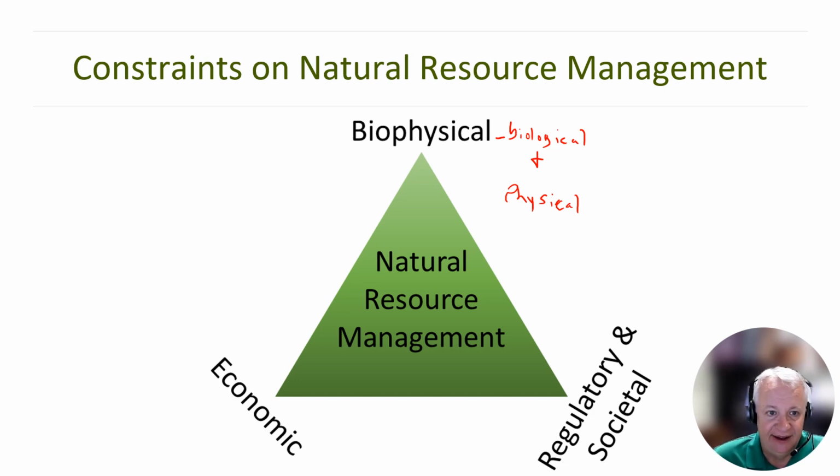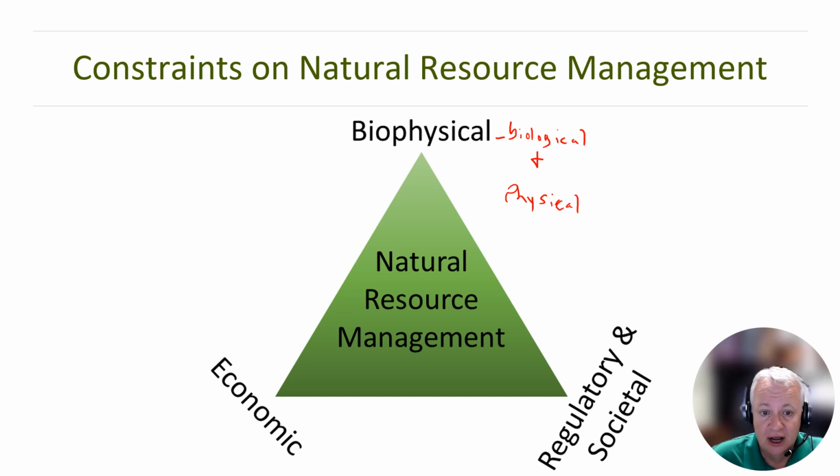We might have management objectives that are not possible because, for instance, the soils in a particular place don't allow a particular growth rate, for instance, due to nutrient limitations. So that's a biological constraint. Things having to do with biology or ecology are typically biological constraints.